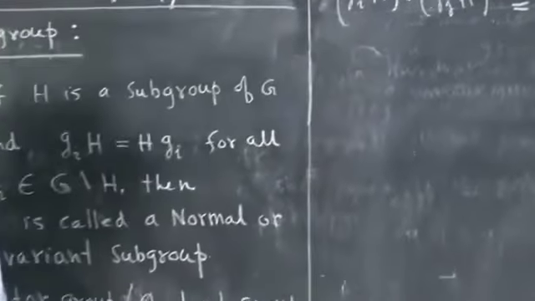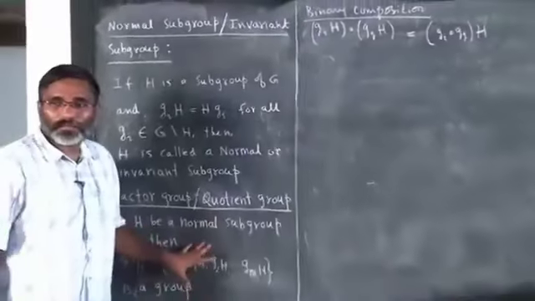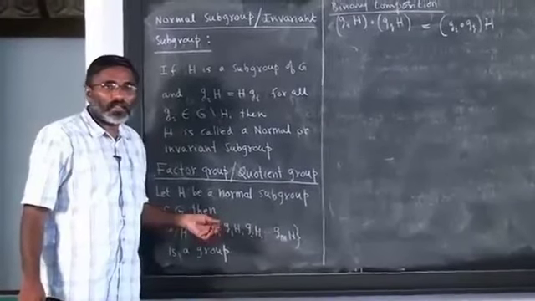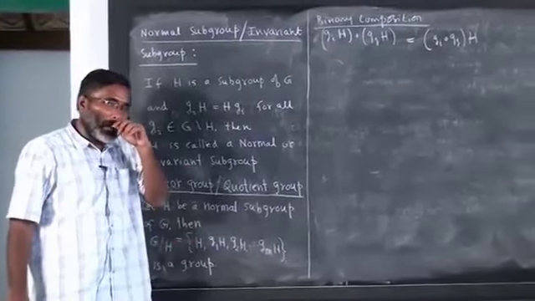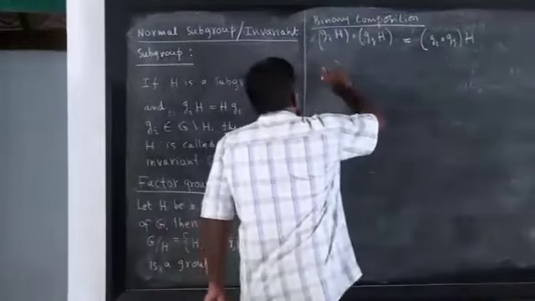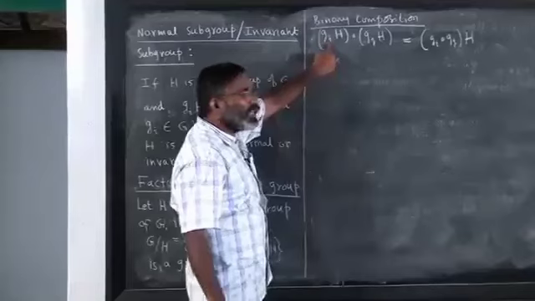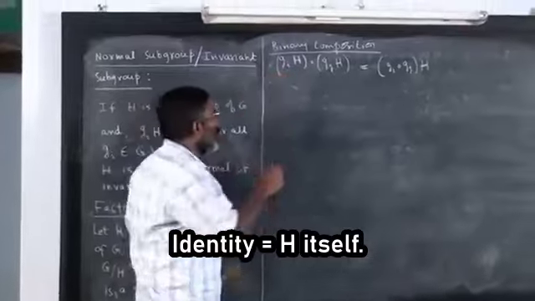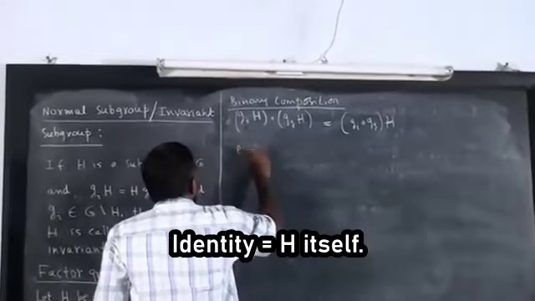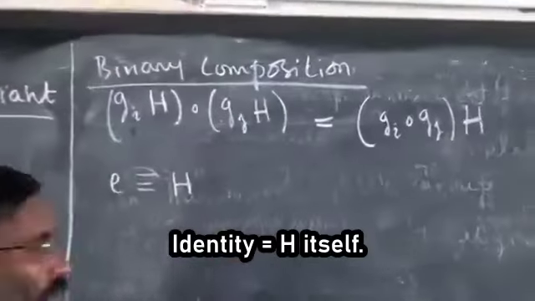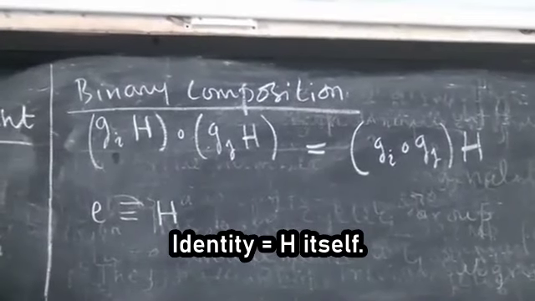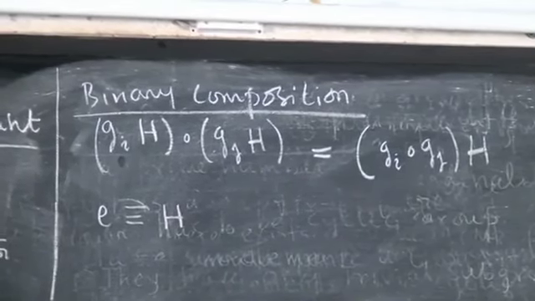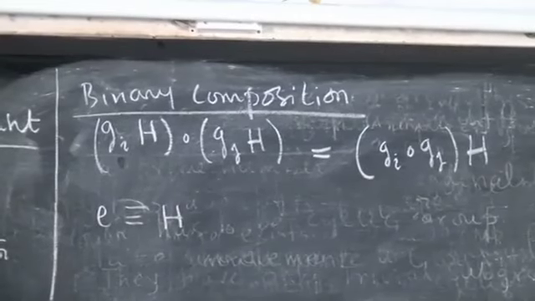So, like that you can show all the group axioms. What is the identity here? This has to form a group, that means there should be an identity. What is the identity? If you have the identity, you should have e here, right? So, eH is what? H itself. So, in this group, identity is H. In this set of sets, identity is H. And inverse, for every giH, there will be a gi inverse H. Correct?